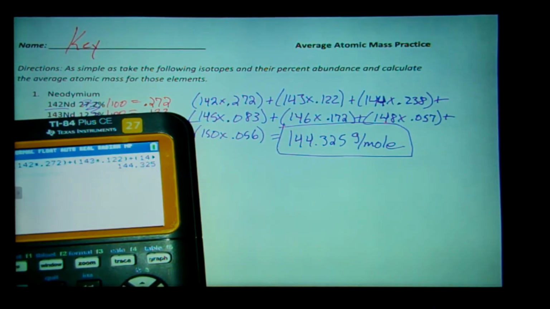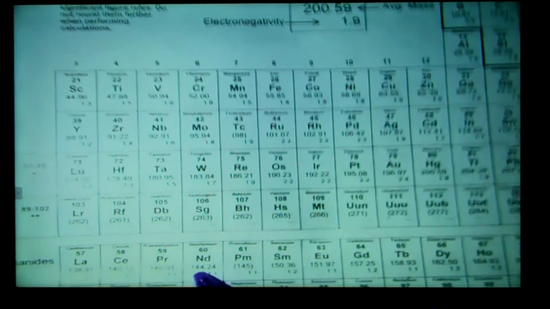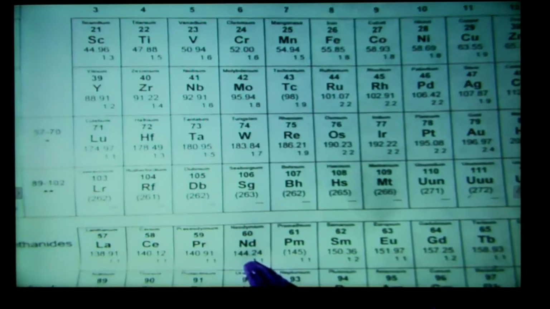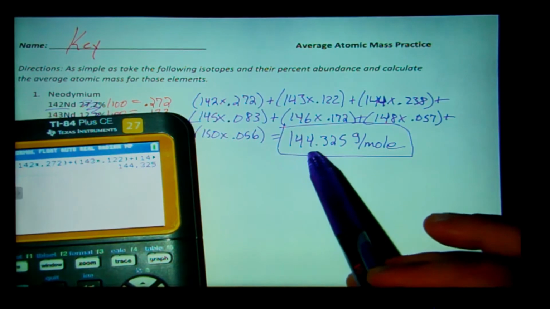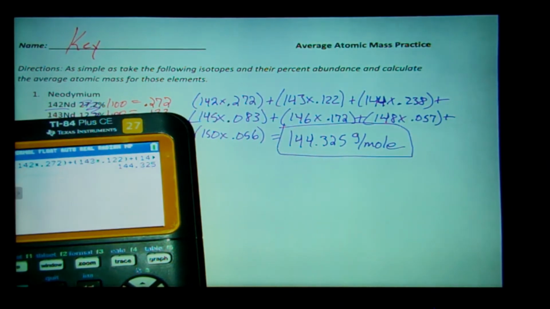Now, we want to stress something. If you look at neodymium right here, number 60, it gives you 144.24. Look at what we got, 144.325 grams per mole. That's close. Don't be that worried about it if it's just a little off like that. Now, if that 4 was a 7 or a 6 or even a 5, that's a big problem. Okay?